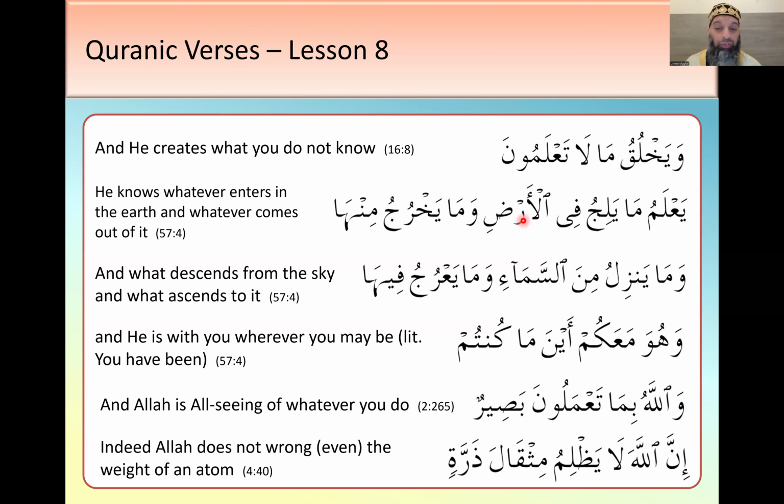So it's minha because the earth is feminine. Why is it feminine? We've not covered that in this course. That's level 2. But al-ard is a feminine word, and minha is referring to the earth. So it's ha, not hu, because ha is feminine. Literally, minha means from her. So ya'lamu, he knows, ma yaliju, whatever enters, fil ardi, in the earth, wa ma yakhruju, and what leaves, minha, comes out of her.